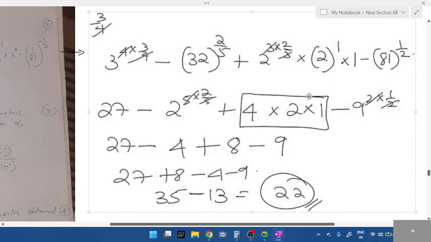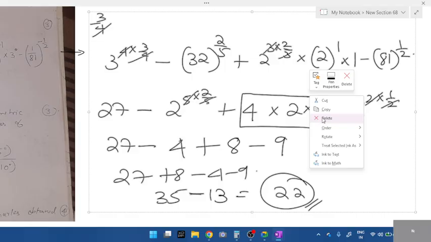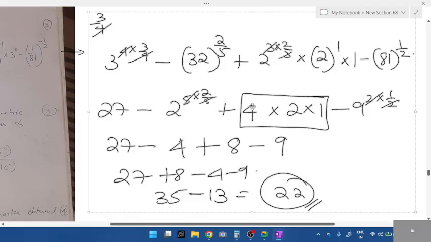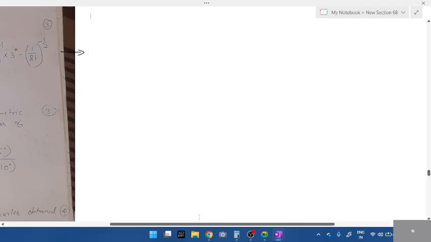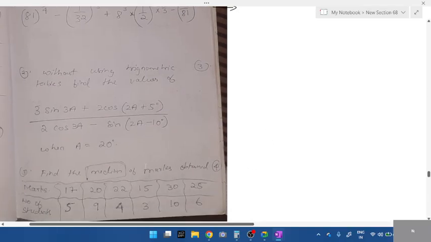Next question. Understood? BODMAS also I have marked here. Look at the box. That box part is BODMAS. So this, okay.